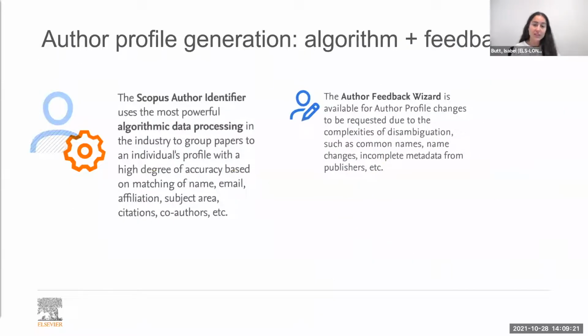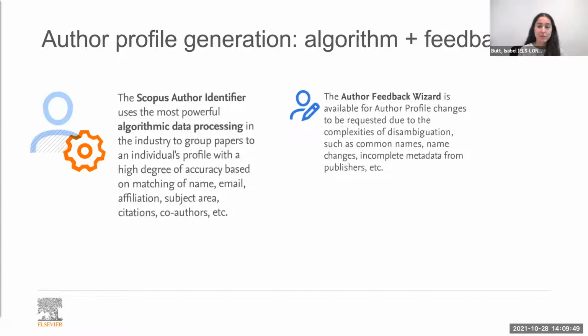So we address these challenges by using a powerful algorithm and user feedback to create our profiles. The algorithm groups papers to a profile with a high degree of accuracy based on matching the name, affiliation, subject area, citations, and co-authors. It benefits from accurate citation links and institution profiles that we have in Scopus.